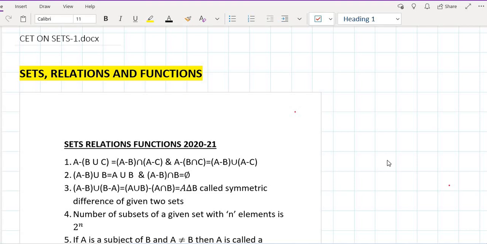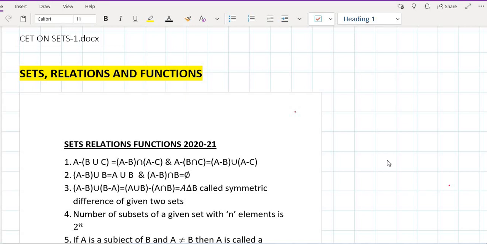Hello students, today we will take up the topic sets, relations and functions. You have studied about sets, relations and functions already. Just recall all the formulas related to that. So, first consider sets. What is a set?